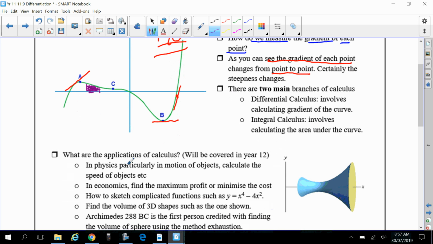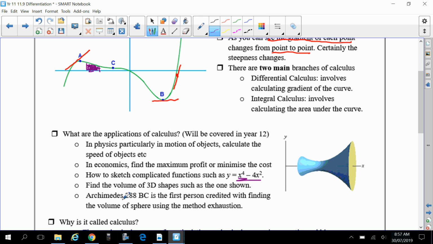What are the applications of calculus? We'll be covering in year 12 in physics, particularly in the motion of objects, calculating the speed of objects. In economics, finding the maximum profit or minimizing the cost. How to sketch complicated curves such as this. Finding the volume of 3D shapes like this one.